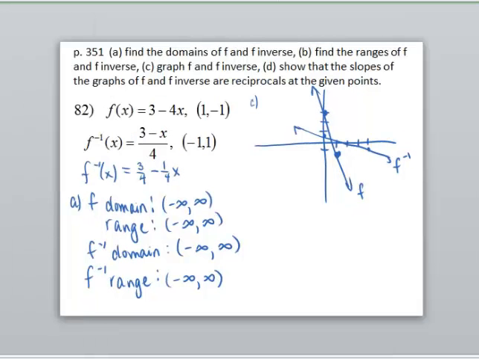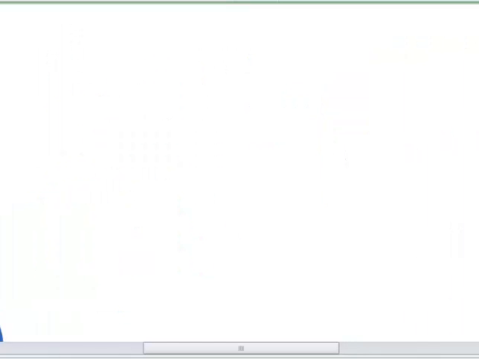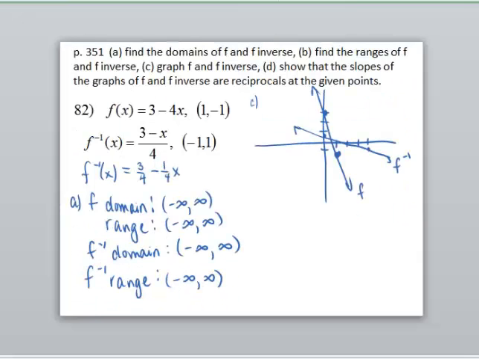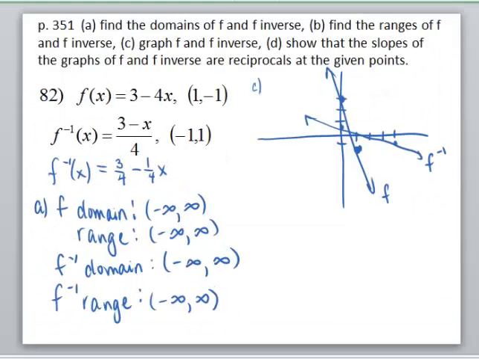Part B says find, sorry about that, I've zoomed this out because I forgot to turn off my touch screen. Back to what I was saying, part B said to find the ranges.